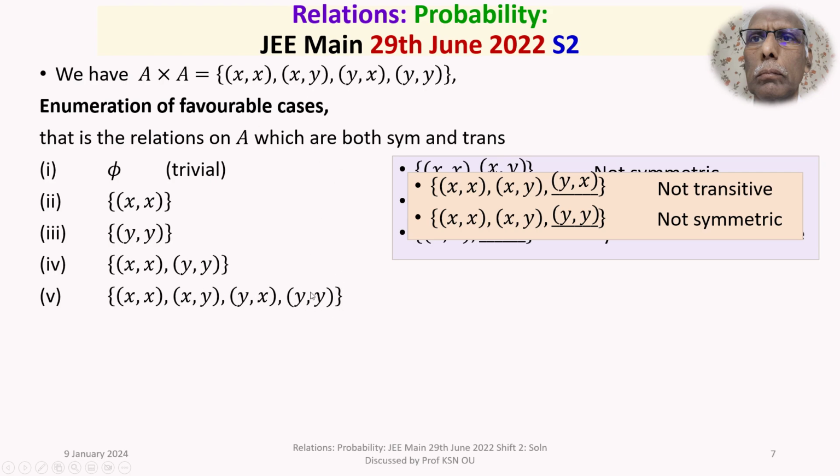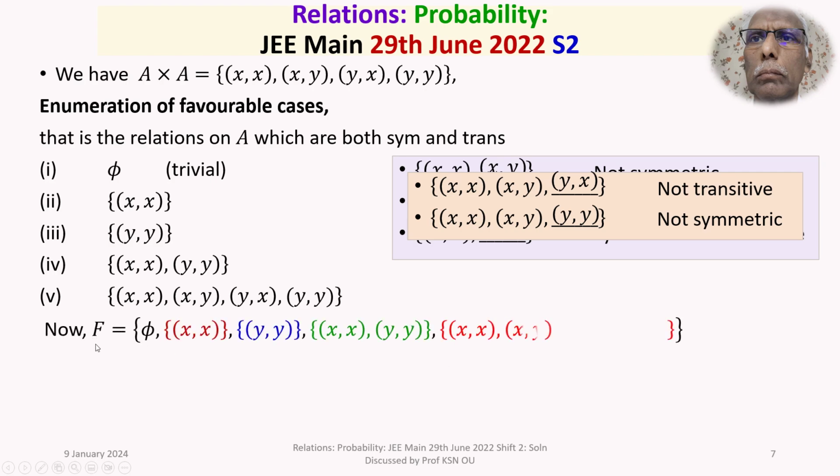So the only way is the whole of A cross A, that's a relation. This relation is not only symmetric and transitive, but it's also reflexive. It is in fact an equivalence relation. Thus we have enumerated all those relations on A which are both symmetric and transitive. So what is our F? F is the set of favorable cases, that is the set of all those relations on A which are both symmetric and transitive.